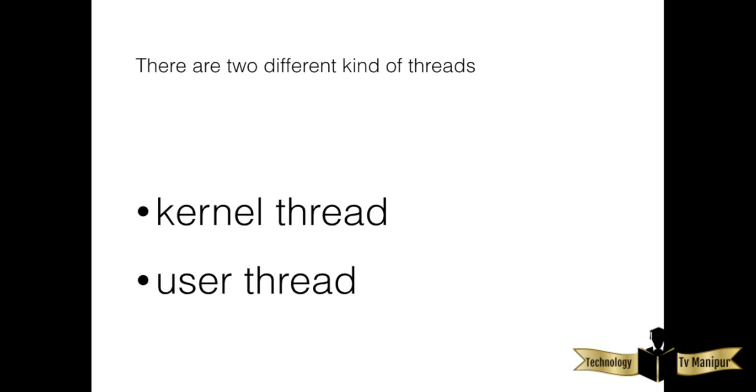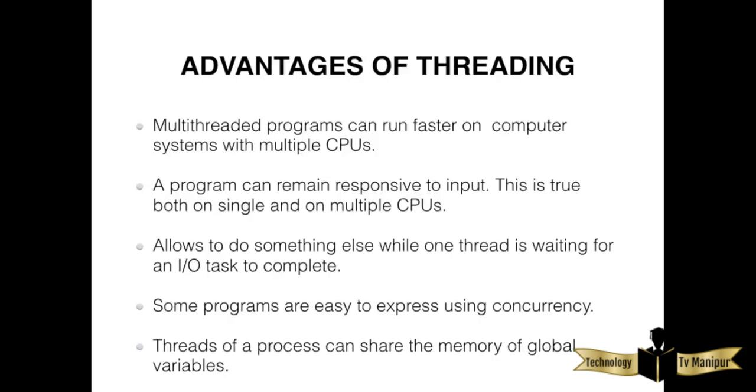The first advantage is that threaded programs can run faster on computer systems with multiple CPUs, because these threads can be truly concurrent on multiple-CPU computer systems.